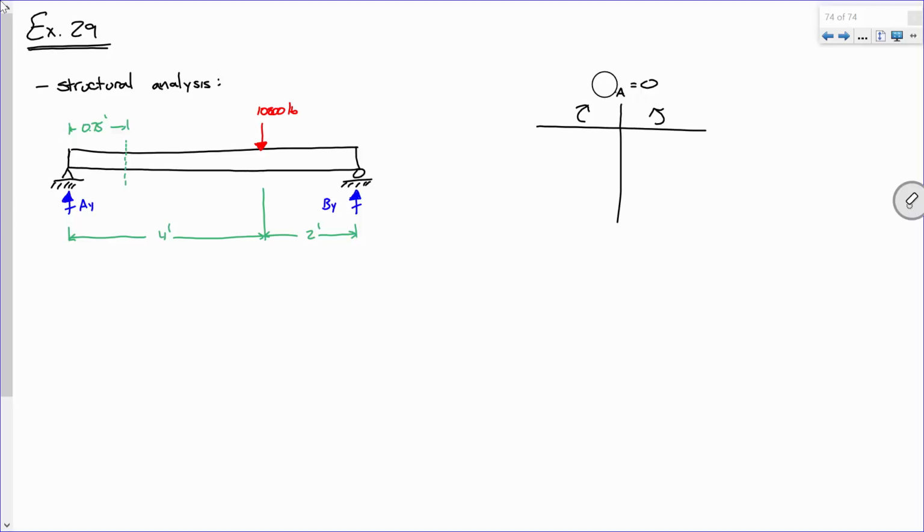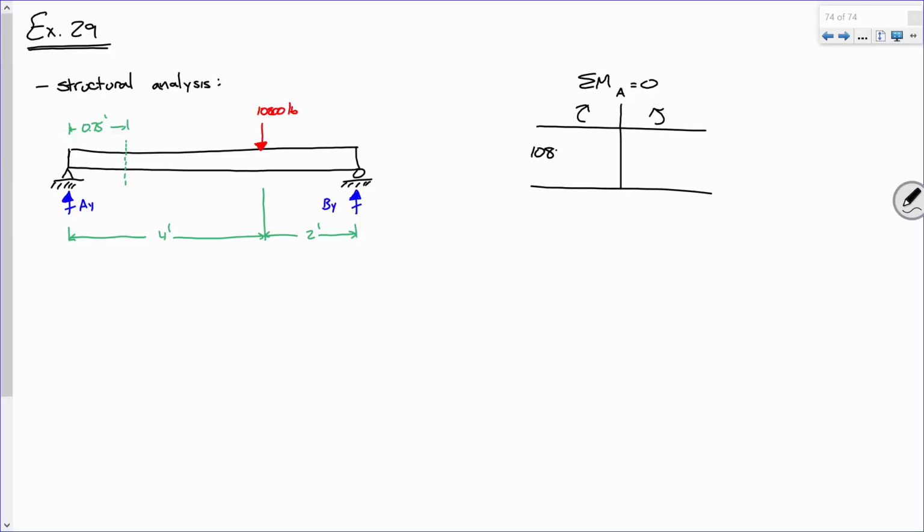I can do better than that. All right, so you tell me what to write if I'm summing moments at A. Does AY cause any moment? No. Does the 10,800 pounds cause a moment? Okay, does it belong on the left side of the table or the right side of the table? Left side. And what's the moment arm?